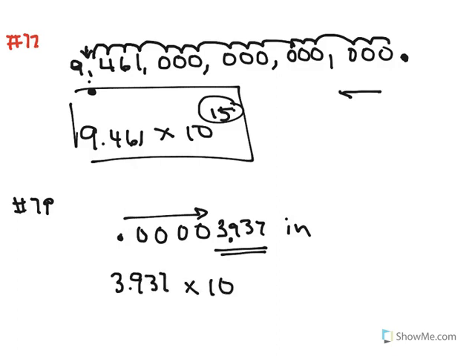And because the number is small, the exponent is going to be negative. So all I need to do is count the spaces. 1, 2, 3, 4, and 5. So 10 to the negative 5.